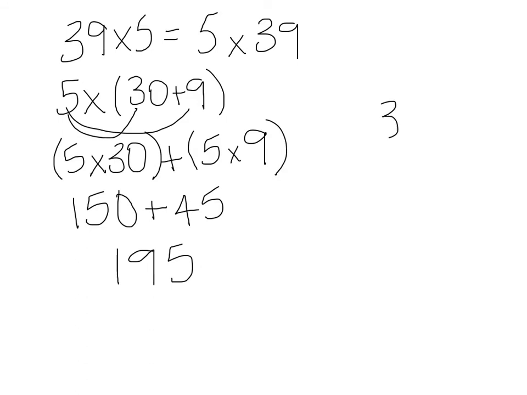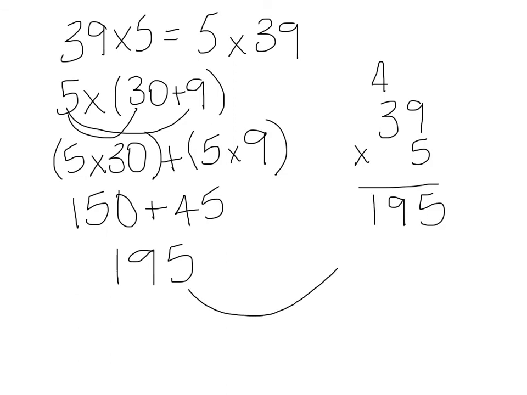This time let's use the standard algorithm to see if our answer is correct. 9 times 5 is 45. Carry my 4 over, put my 5 down in the ones place. 3 times 5 is 15, but I can't forget that 4 up there, so I'm going to do 15 plus 4, which equals 195. Because I got the same answer using both strategies, I know that I must be correct.